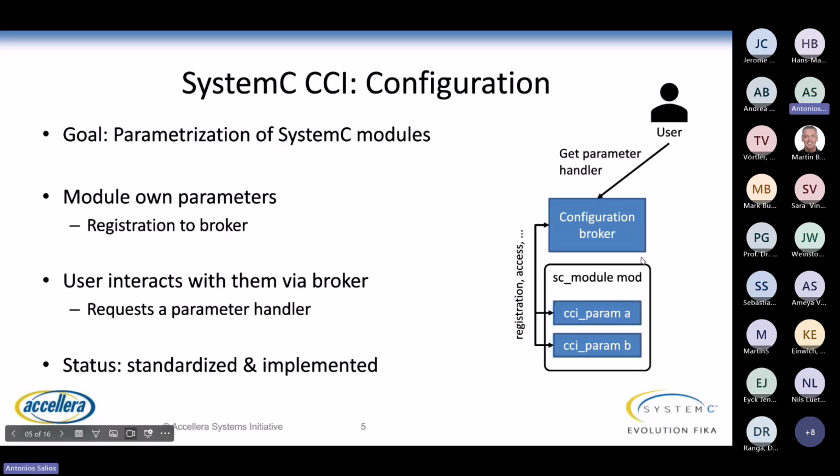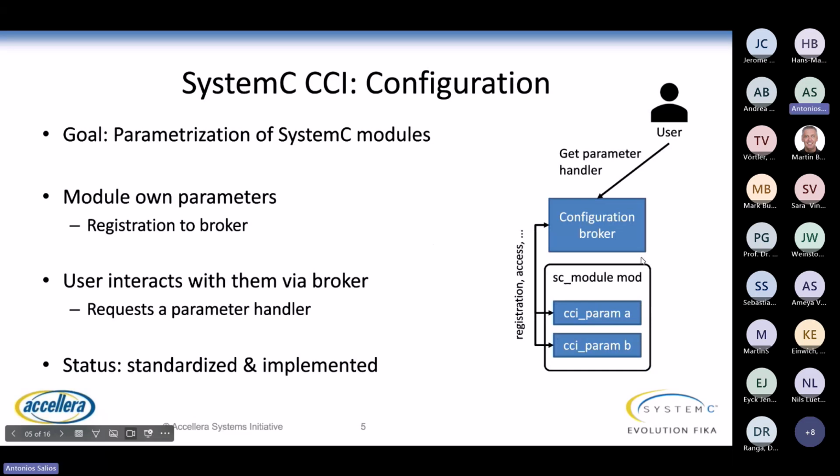So the first part of SystemC CCI is the configuration aspect. Here, the goal is the parameterization of SystemC modules. Maybe a user wants to configure some aspects of a simulation without either knowing the concrete details of a module or having to recompile the whole simulation again.